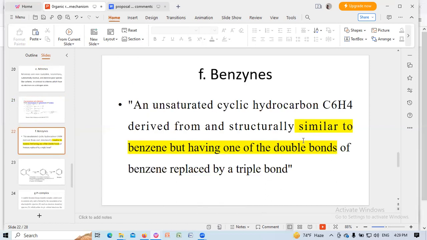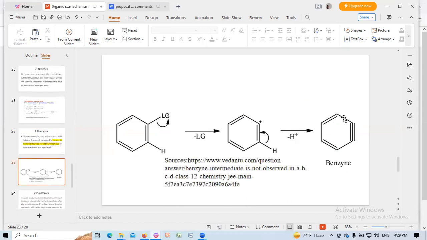Benzyne is similar to benzene, but one of the double bonds is replaced by a triple bond. See, this is the benzene-like structure, but this double bond has a triple bond.